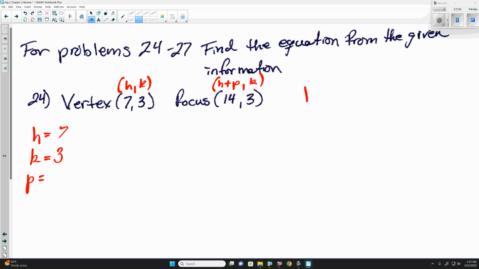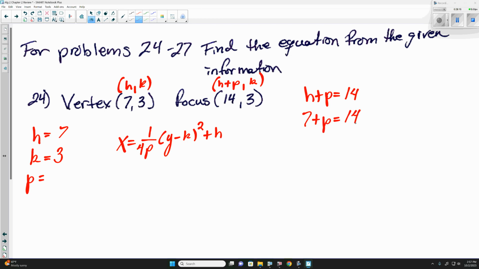So two things it's told us. It told us that h plus p is 14. It also told us that the general equation is x equals 1 over 4p times y minus k squared plus h. Now the h value in this case is, now this one here we actually have to do some calculations. We have to subtract. So p is equal to 7.